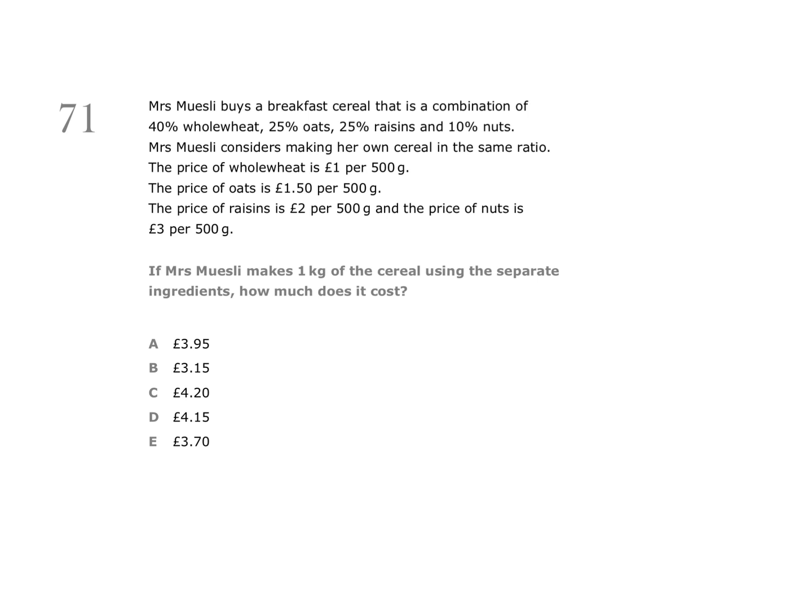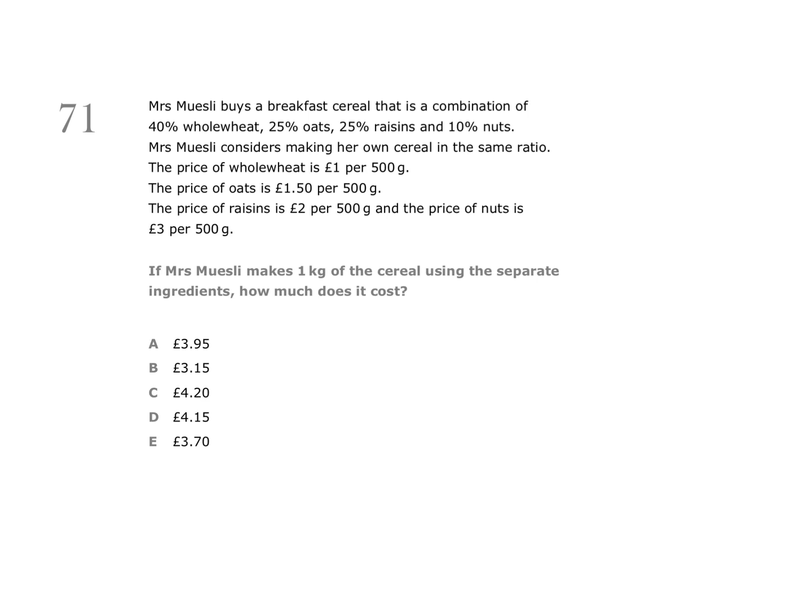The price of whole wheat is £1 per 500 grams. The price of oats is £1.50 per 500 grams. The price of raisins is £2 per 500 grams, and the price of nuts is £3 per 500 grams. If Mrs. Muesli makes 1 kilogram of the cereal using the separate ingredients, how much does it cost?